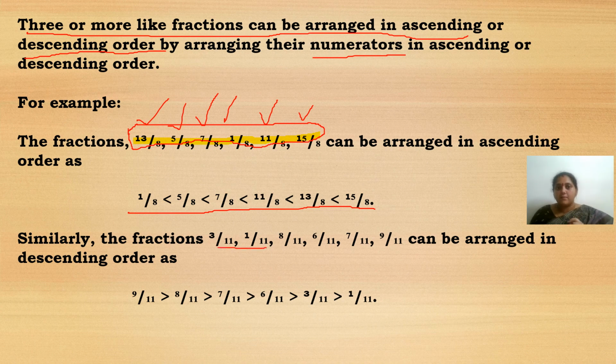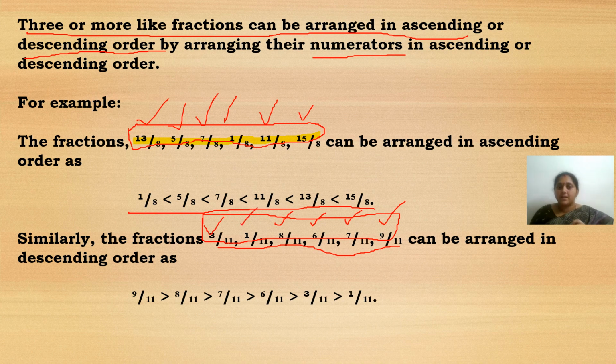3 by 11, 1 by 11, 8 by 11, 6 by 11, 7 by 11, and 9 by 11. How are we going to arrange them in descending order? What is meant by descending order? Big to small, higher to lower. In this case also I have to compare only the numerators. Which is my greatest numerator here? It is 9. 9 followed by 8, 8 followed by 7, 7 followed by 6, 6 followed by 3, and 3 followed by 1.